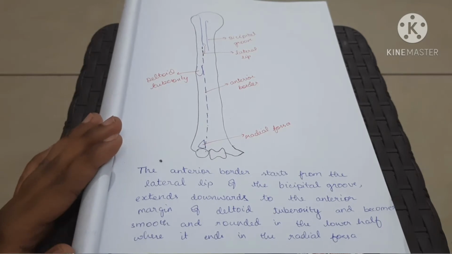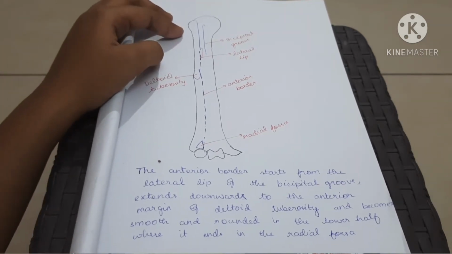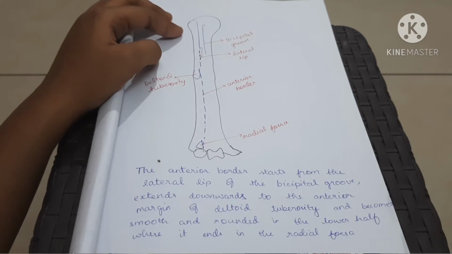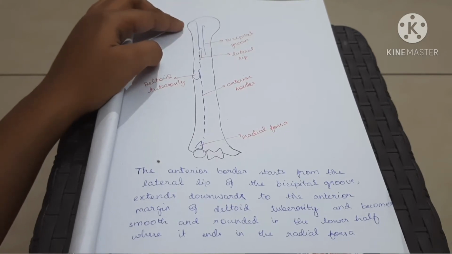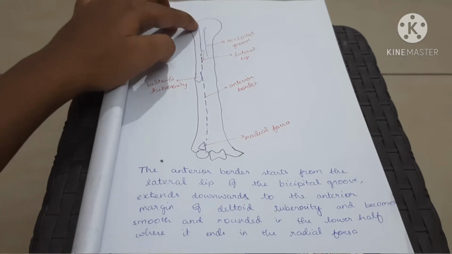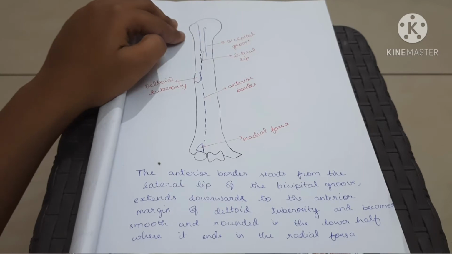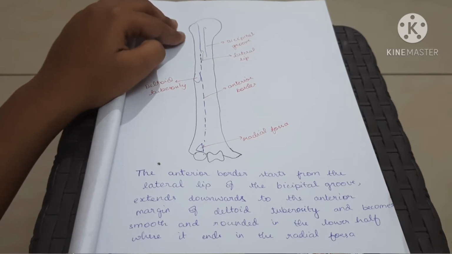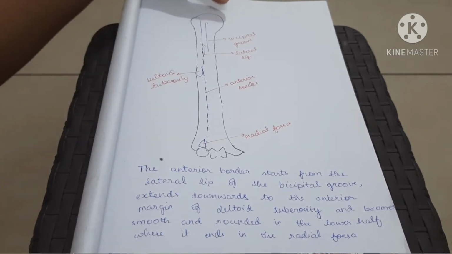Now, let me tell you where the anterior border of the humerus is present. There is something called the bicipital groove in the upper end of the humerus. Bicipital groove is also called the intertubercular sulcus. It is present over here. Now, the bicipital groove has two lips, the lateral lip and the medial lip. This is the lateral lip of the bicipital groove.